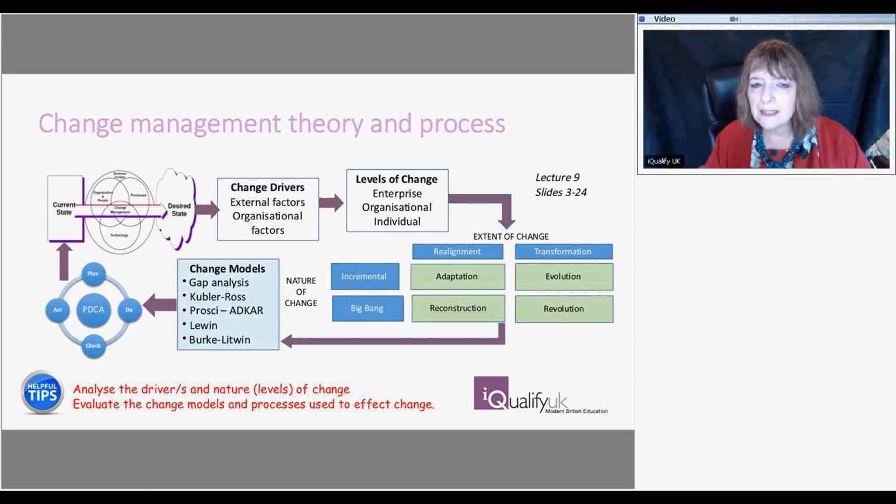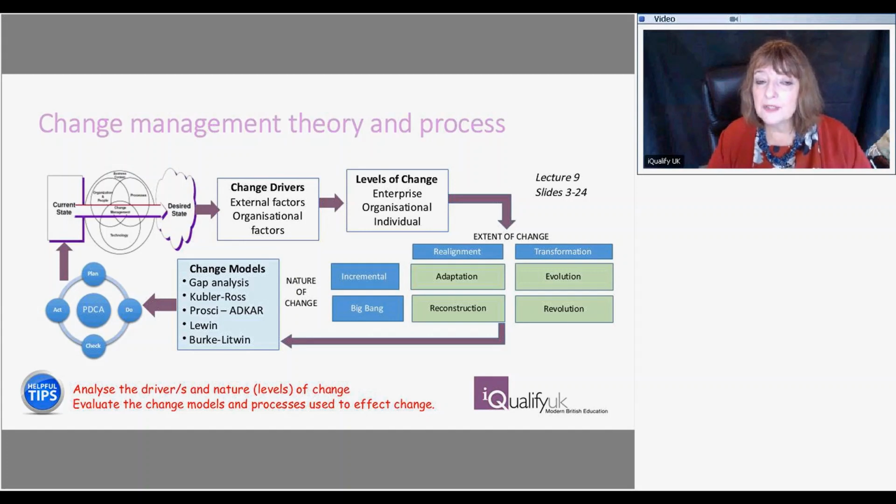Then we considered the levels of change. So at the top end, you're looking at the enterprise as a whole. In the middle, you've got the organisational structures and capacities. And then at the bottom level, it's the individual person.